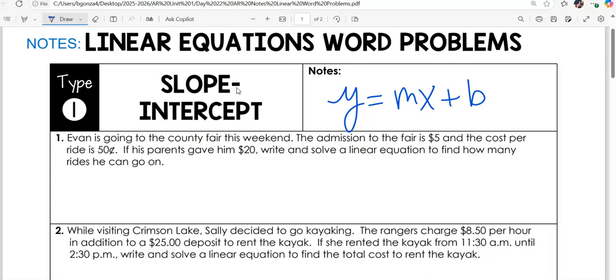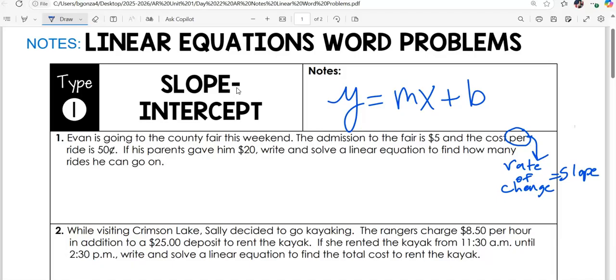I'm going to tell you what to circle, the key word. Evan is going to the county fair this weekend. The admission to the fair is $5, and the cost per ride. Can you circle per? Per means multiply. Per does mean multiply. And if you remember Rady the math cat, per means rate of change. What's another word for rate of change? Slope. So sometimes you'll have a word problem and it'll have per, and that's going to be your M. Whenever you see per, that's going to be your slope.